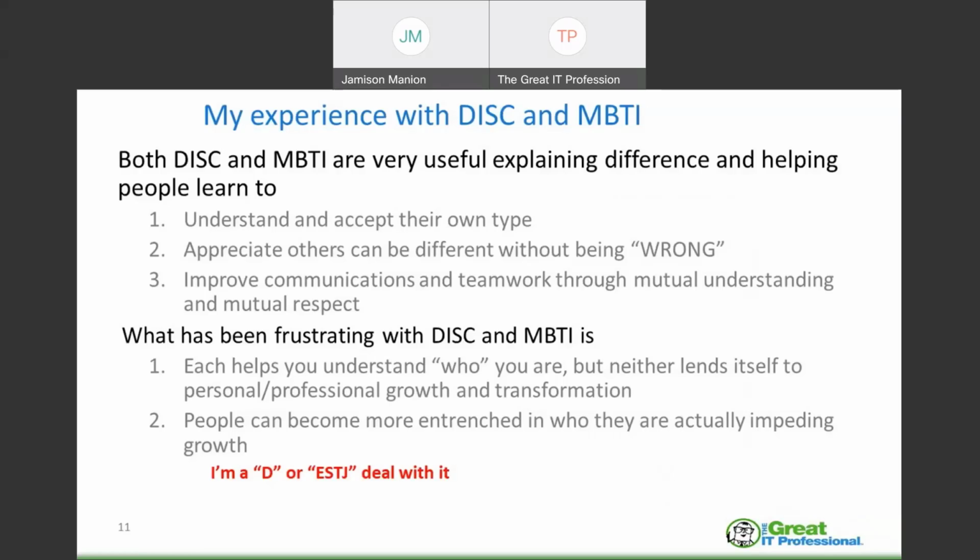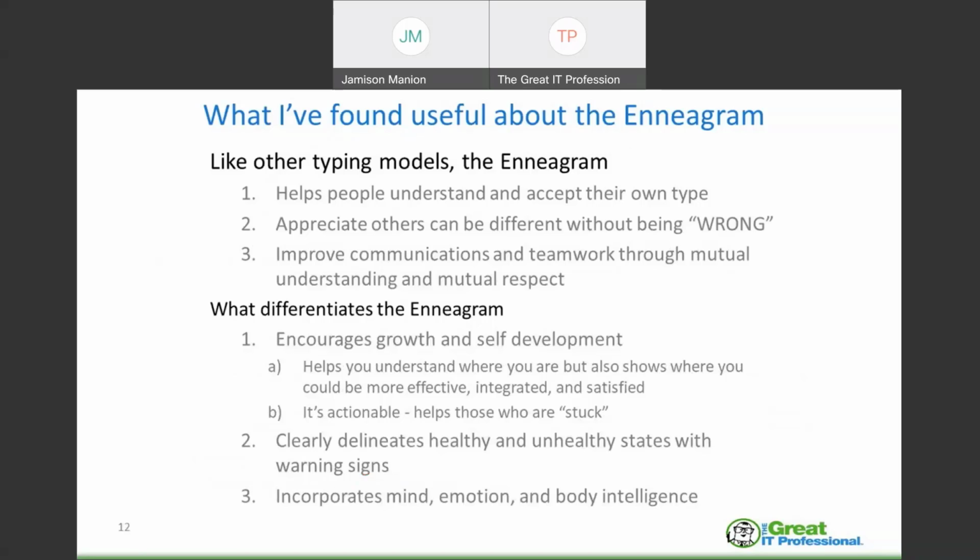But what's frustrating to me about both DISC and Myers-Briggs is that they help you understand who you are, but they don't really lend themselves to personal and professional growth and transformation. Actually, people become entrenched and they stop trying to change. It's like, well, I'm a D, just deal with it, or I'm an ESTJ and that's just the way I am, instead of saying, okay, this is how I am, and how do I get better? I've found that many people, once they've learned their type, just become more of that type and don't try to improve the things that type tends toward.